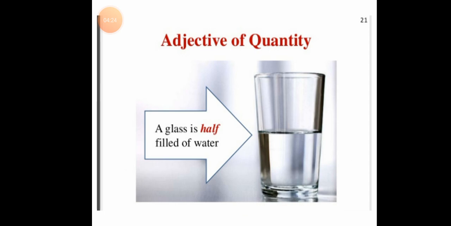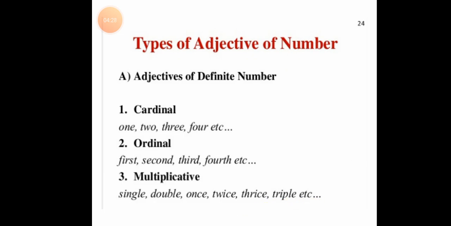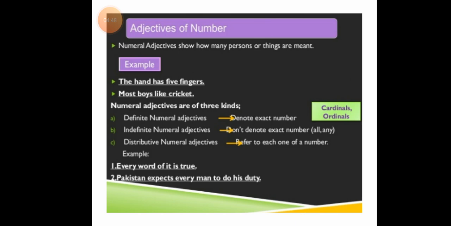Adjective of quantity, one more example: a glass is half full of water. Now the types of adjectives of number. First, adjectives of definite number. There are different categories. Cardinals, when we count in 1, 2, 3. Ordinals, when we count in first, second, third. Multiplicatives: single, double, once, twice, thrice, triple, etc. Adjectives of number show how many persons or things there are.